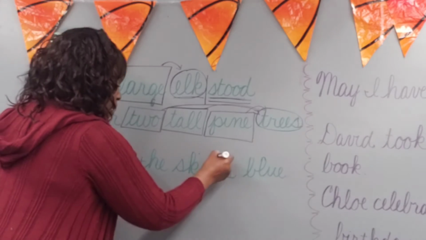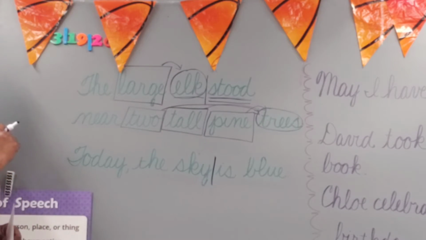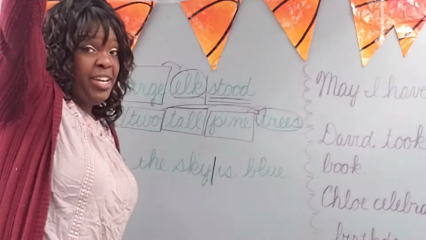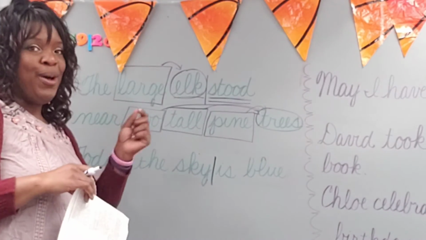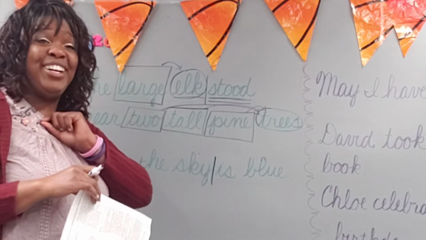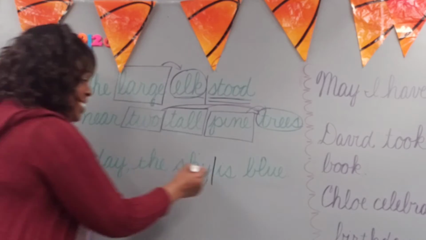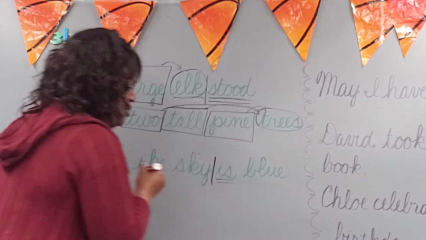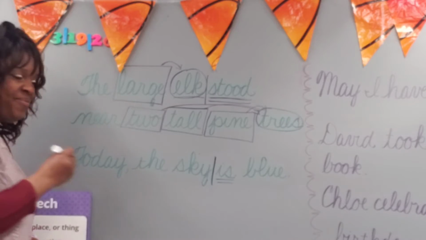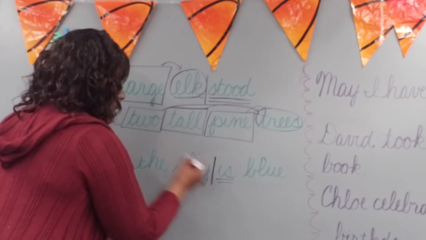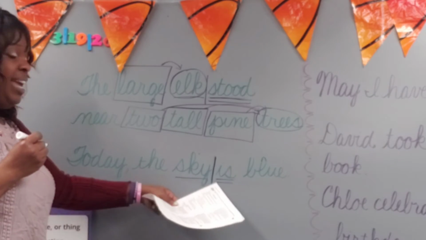Very good, between sky and is. And we look for our verb. If it's not action, then what are we looking for? Am, is, are, was, were, have, has, had. Very good. We're looking for a being verb. And is would be that, so you underline it twice. Excellent. Who or what is? Yes, I heard you all, because you all are so smart. So sky is.